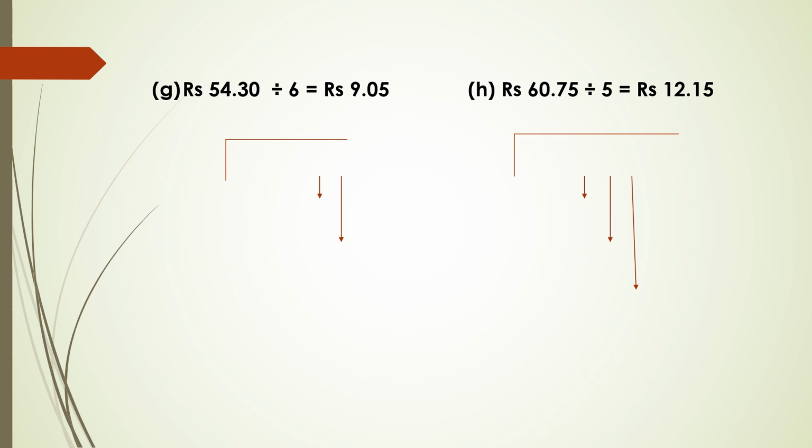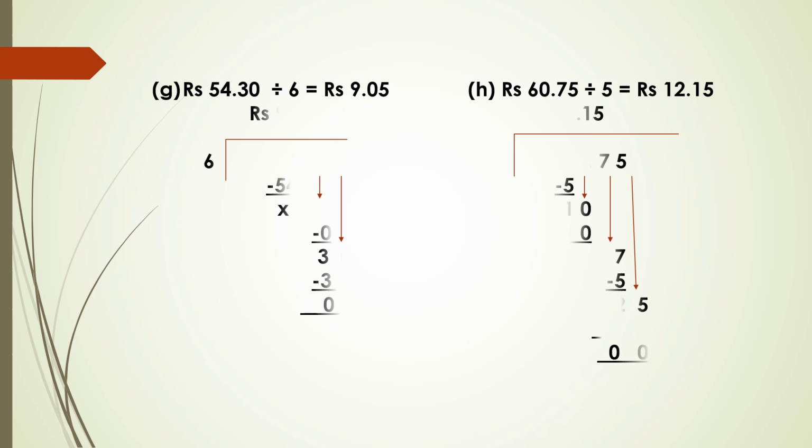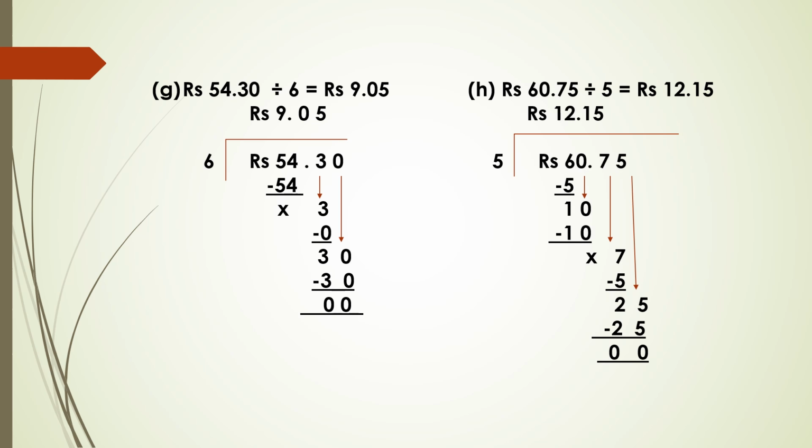Now children, G part, 54 rupees 30 paisa. This you will write on the dividend part and divide by 6. 6 9s are 54. When you subtract it, you will get nothing. After that point is there, put the point on the quotient also.